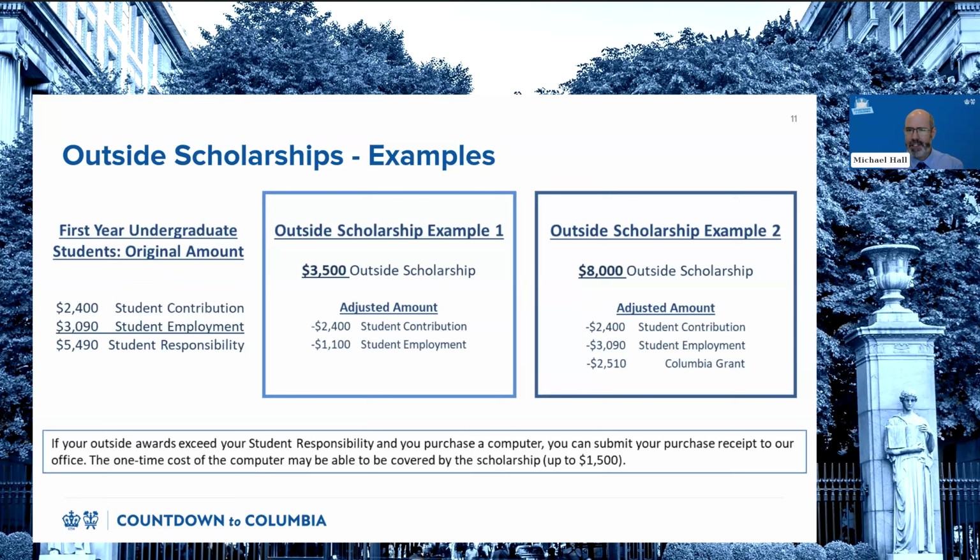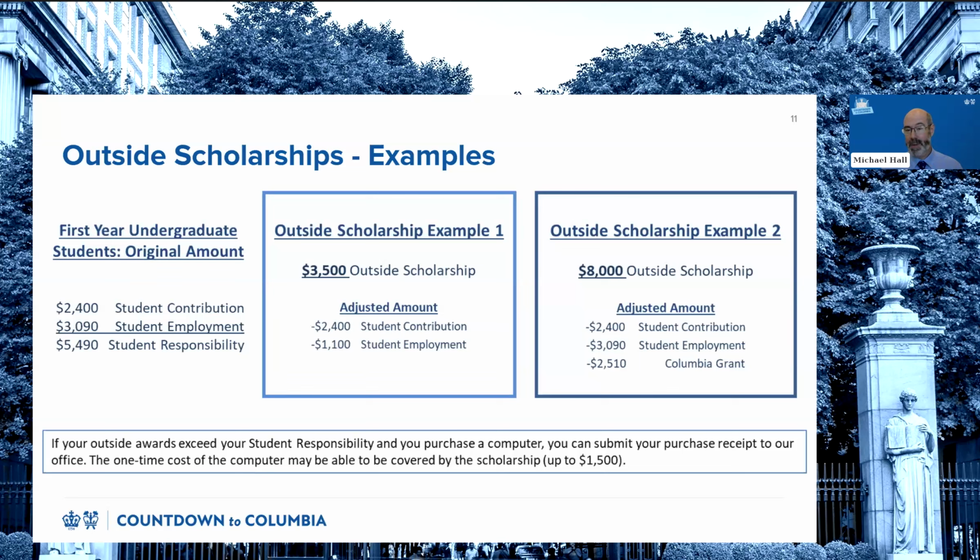Now, let's say a student was really out there. They got maybe two $4,000 scholarships, or a big $8,000 scholarship, or whatever the case is. That will fully wipe out both the student contribution and the student employment expectation. But then it does reduce the Columbia grant in this case by $2,510. So that's something to keep in mind. There's lots of rules about financial aid we need to follow in our office, and this is one of the implications of getting too much in outside scholarships: it will impact the Columbia grant.